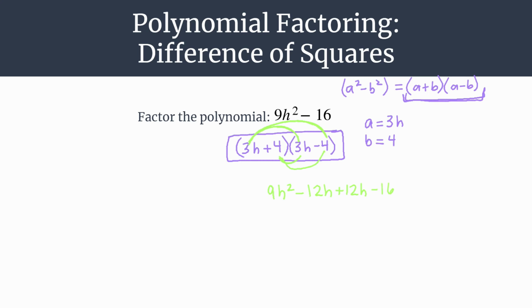And so you'll see with the difference of squares when you're multiplying this out, the terms with h, these outer and inner terms, cancel to 0. And in fact, we have back our original polynomial, 9h squared minus 16. So we've got confirmation that we've done this correctly.